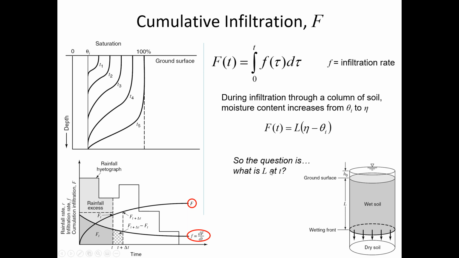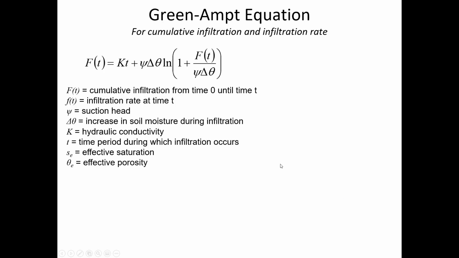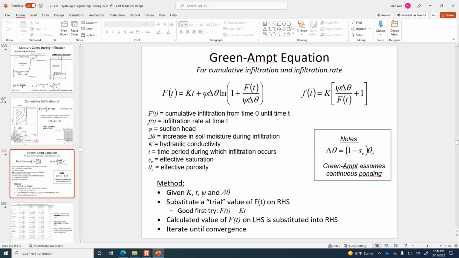So we want to be able to predict over time how deeply the water has penetrated. So what is the length of the wetting front at a certain time t? And this is the equation that we solve to do that, the Green-Ampt equation. And remember, as complicated as this looks, we've already made a pretty big simplification to use it.